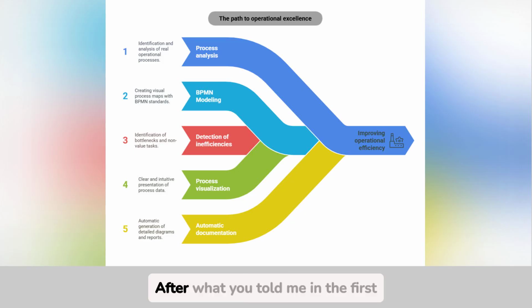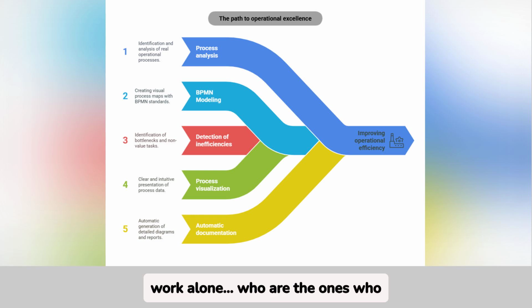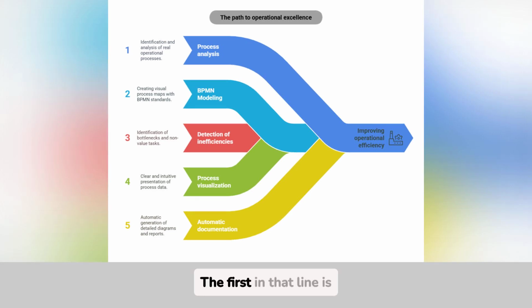Hello. After what you told me in the first video, I'm now clear that the VPA is like the brain of the system. But you said it doesn't work alone. Who are the ones who really get down to business? Those who delve into the processes, detect errors, and redesign them. The first in that line is the process analysis agent.